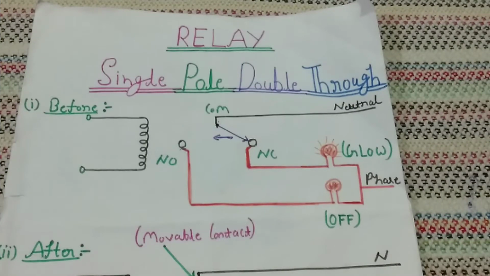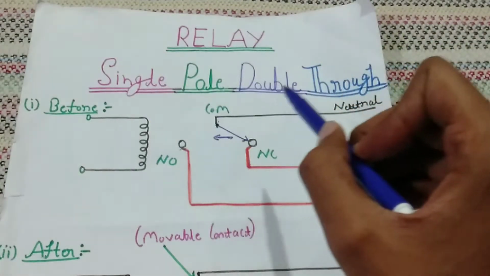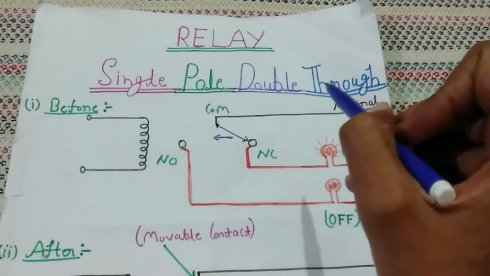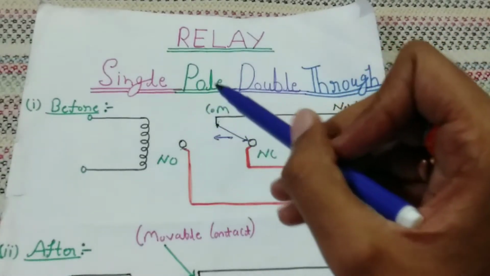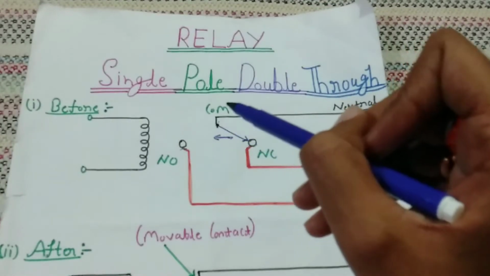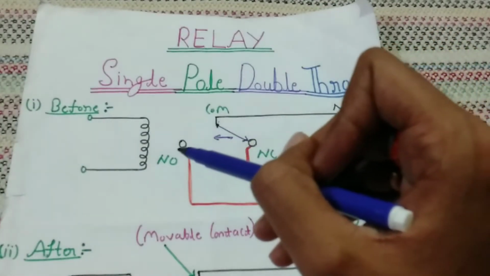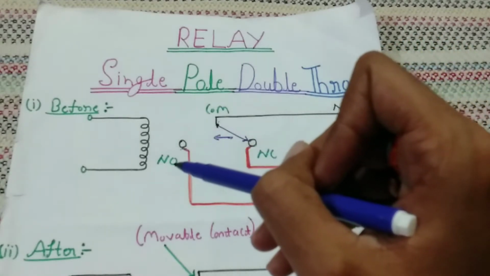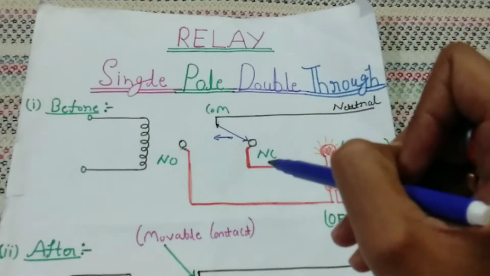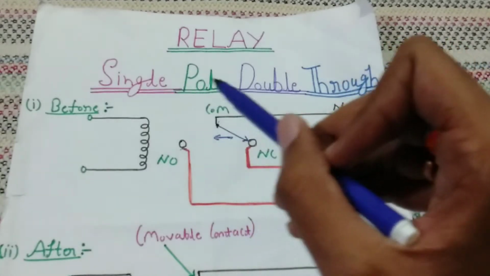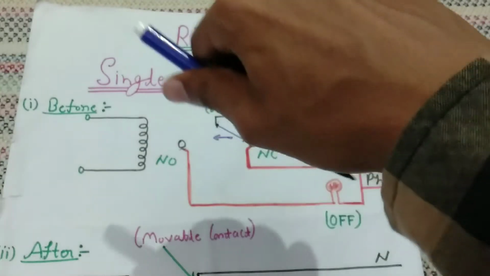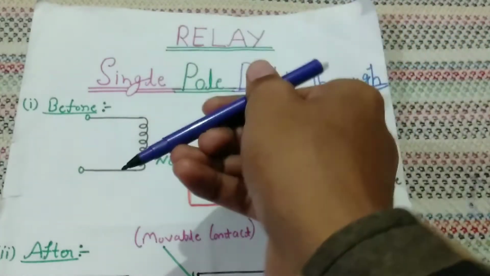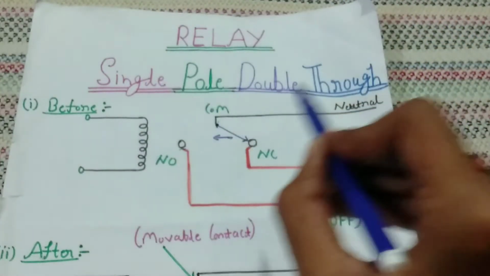So let's try to understand the concept behind relay. Here we are using single pole double throw. Double throw means there are two contacts, normally open and normally closed, and single pole means a single common, meaning the common terminal switches between two terminals, normally open and normally closed. That's why its name is single pole double throw, because the common terminal switches between two contacts, normally open and normally closed.